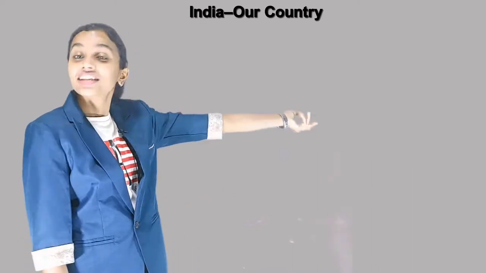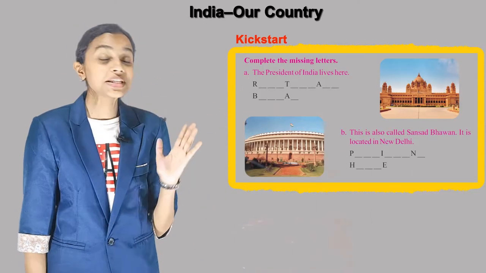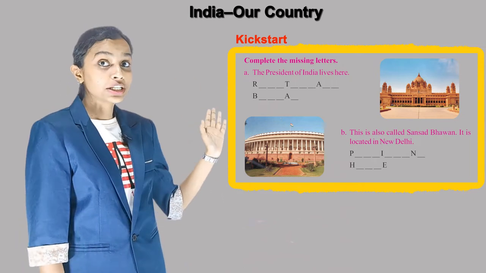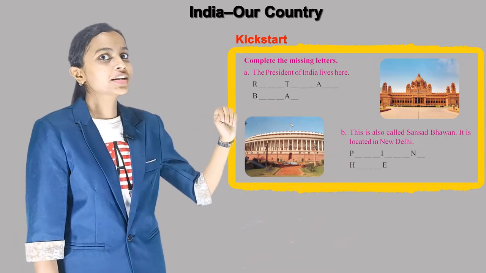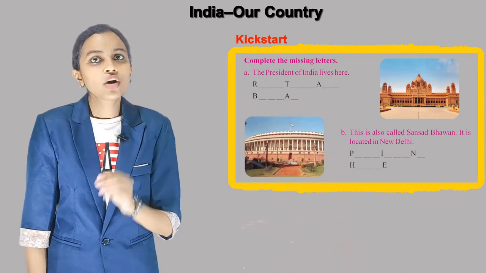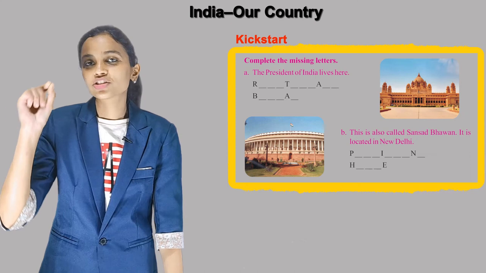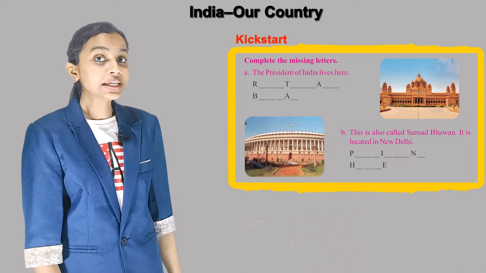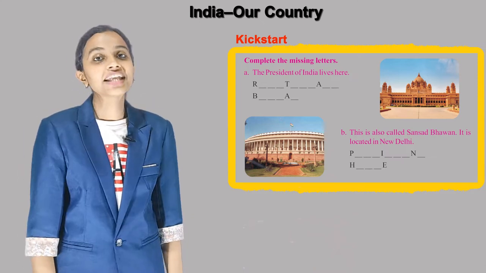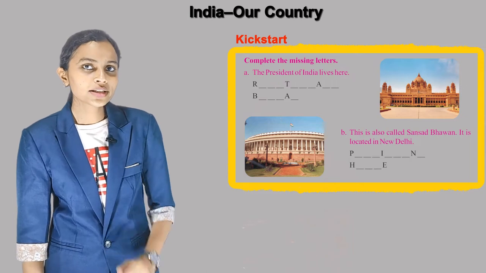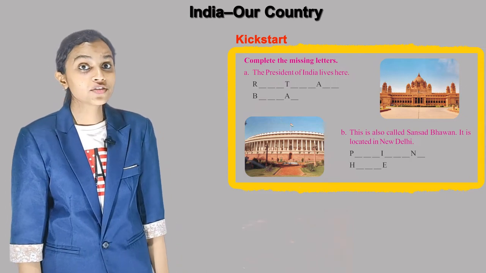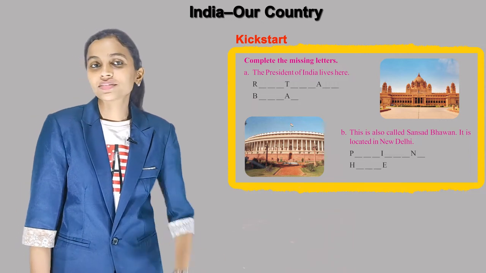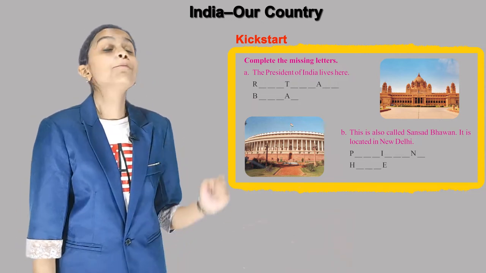Okay, now we start with the new chapter, that is chapter 3, India, our country. Let's kick start. Complete the missing letters. The president of India lives here. What it is, you have to see what it is. R dash dash dash T dash dash dash A dash dash B dash dash dash A dash. So you know what it is, where the president of India lives. Think of it. That is Rashtrapati Bhavan.